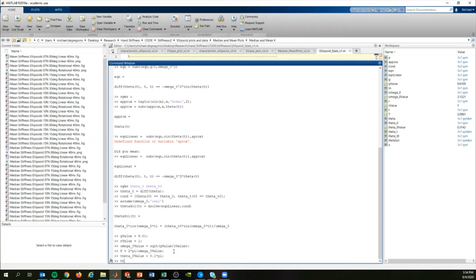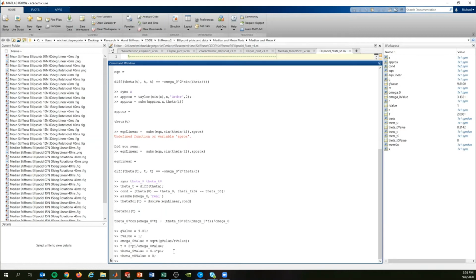And we're also going to have theta underscore t0 value is equal to 0, and this is saying that we're initially at rest. Okay. We need to substitute in our physical parameters and the initial conditions for general motion. All right, so I'm going to say vars is equal to omega 0, theta 0. I don't want those to be capital. Theta 0 and theta t0.